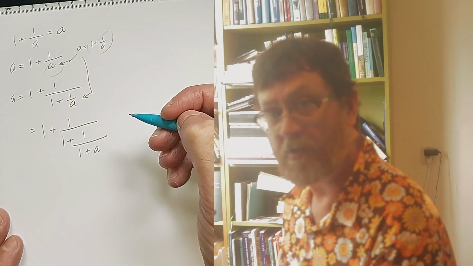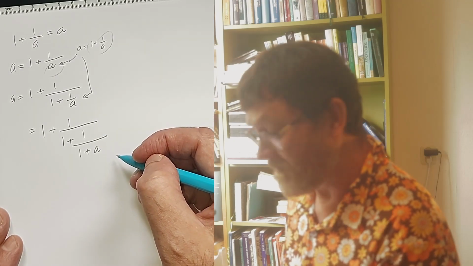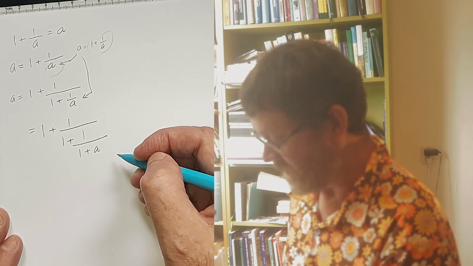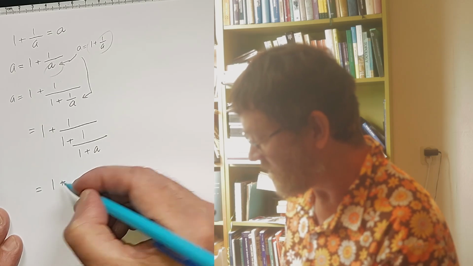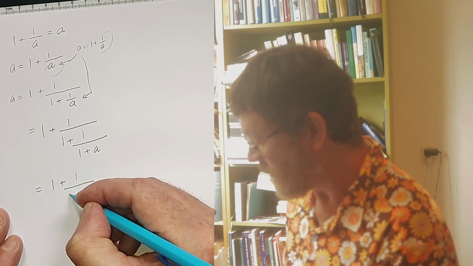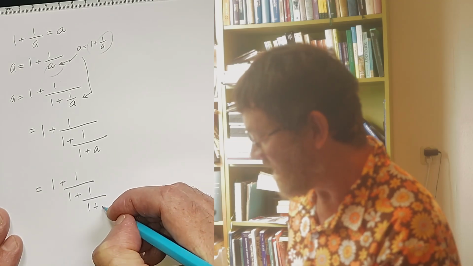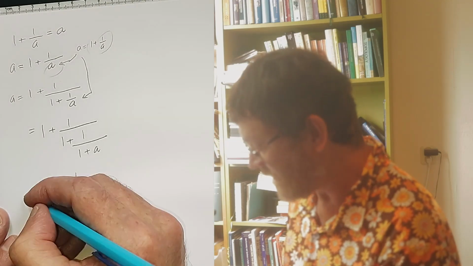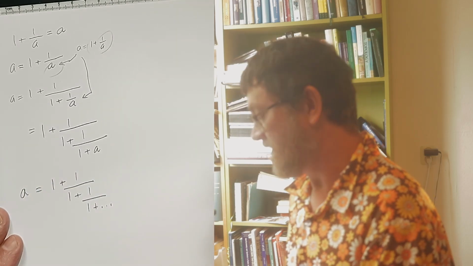And I think you can probably see the pattern now. We could just keep doing this forever, right? I mean, in practice, writing it down forever would take forever, but we don't do that. All we're going to do is use the mathematical equivalent of writing it down forever. We're just going to go 1 plus 1 over 1 plus 1 over 1 plus 1 over 1 plus, and then we just write dot dot dot to mean keep doing that. And now this is equal to a, and this is our continued fraction representation of a.